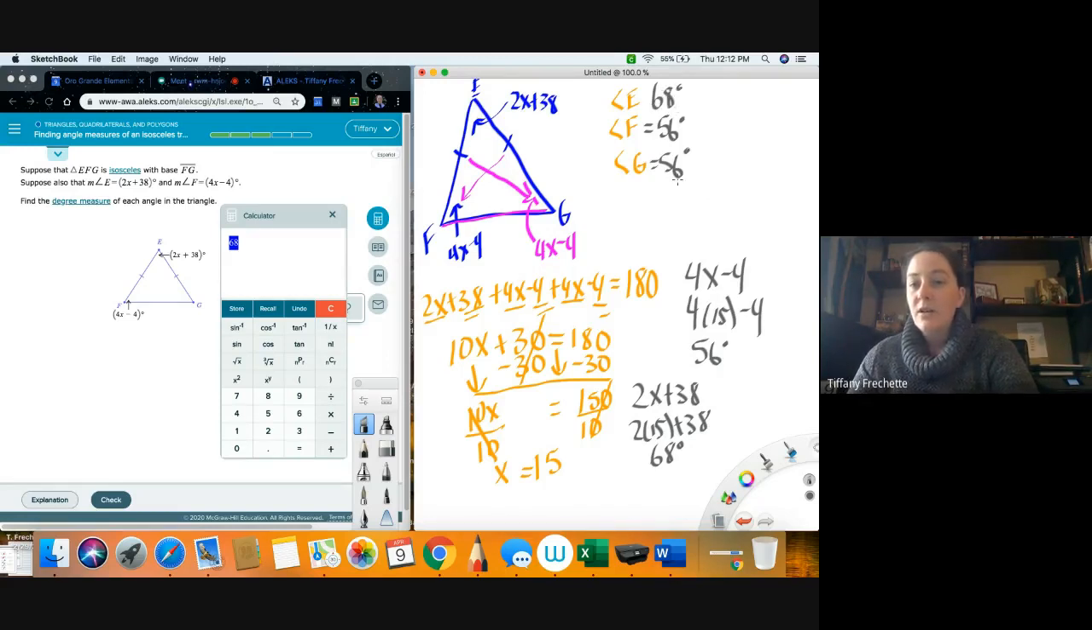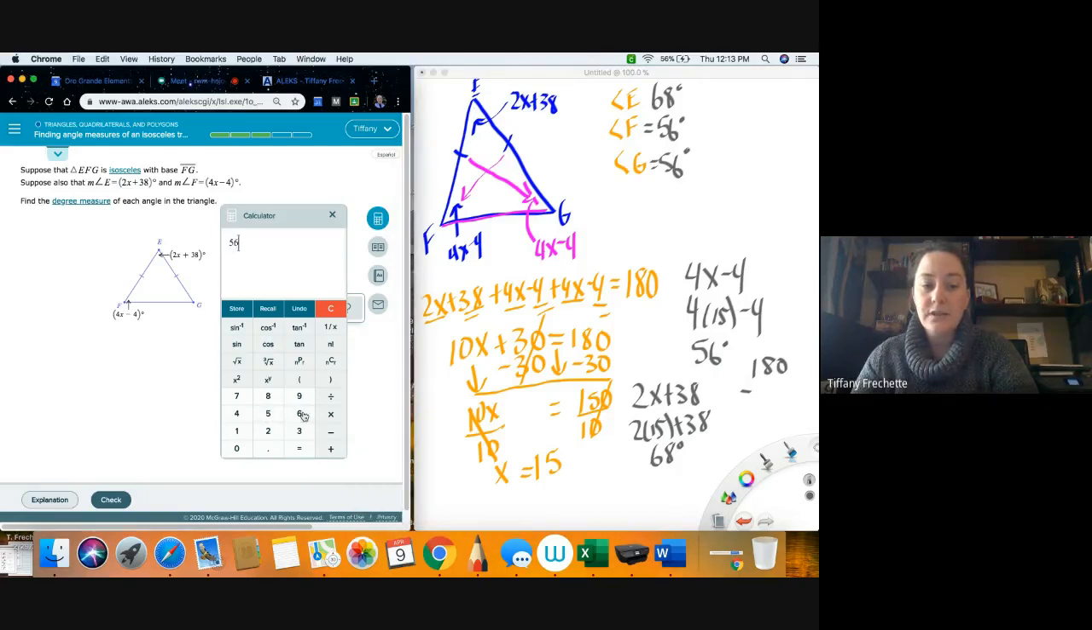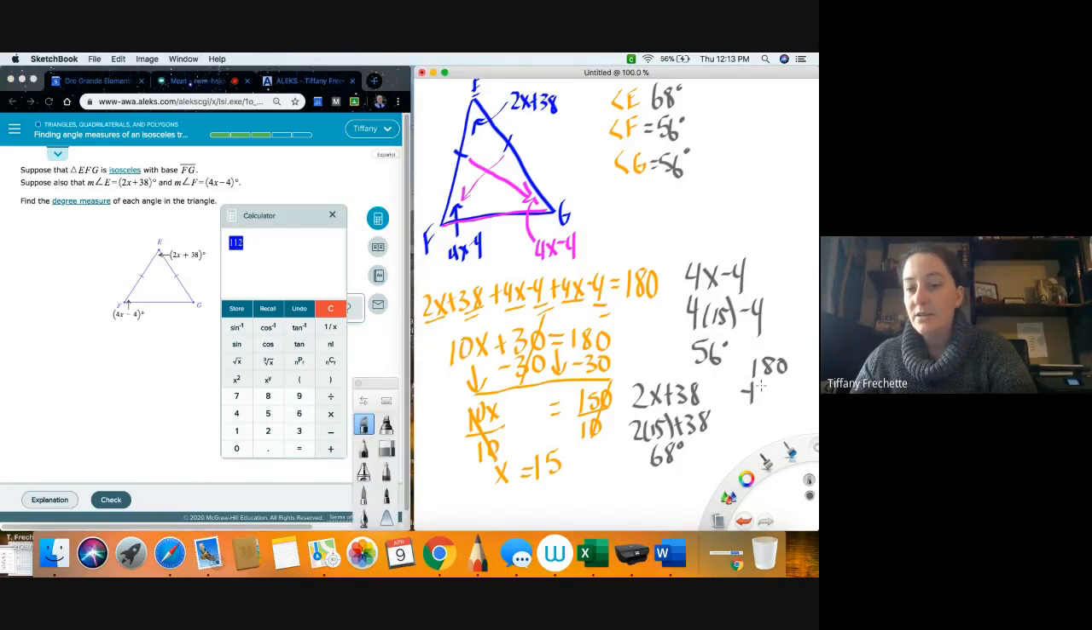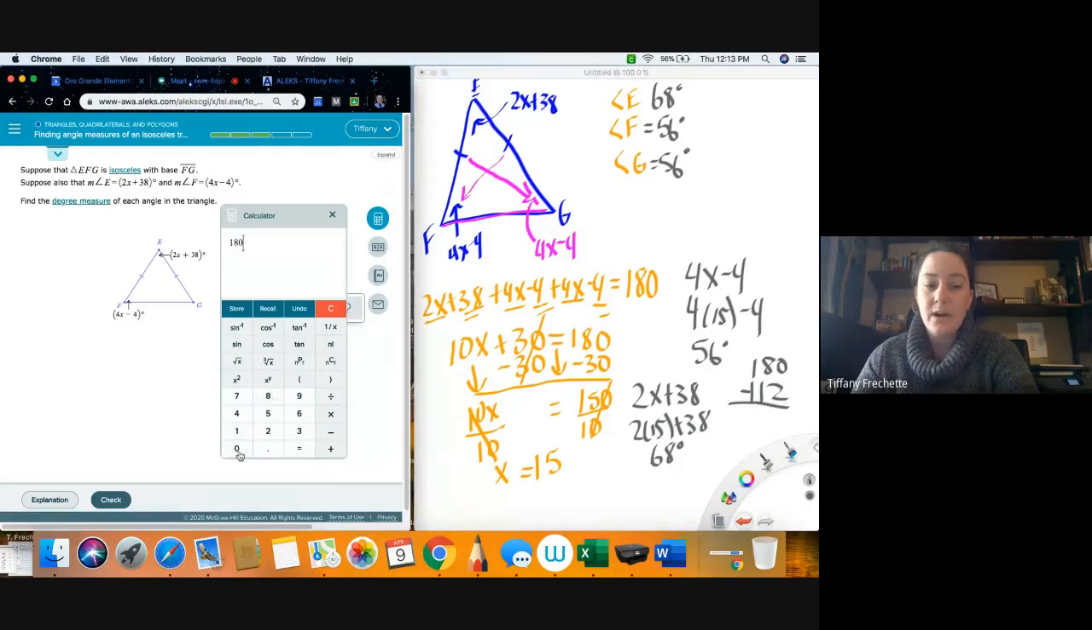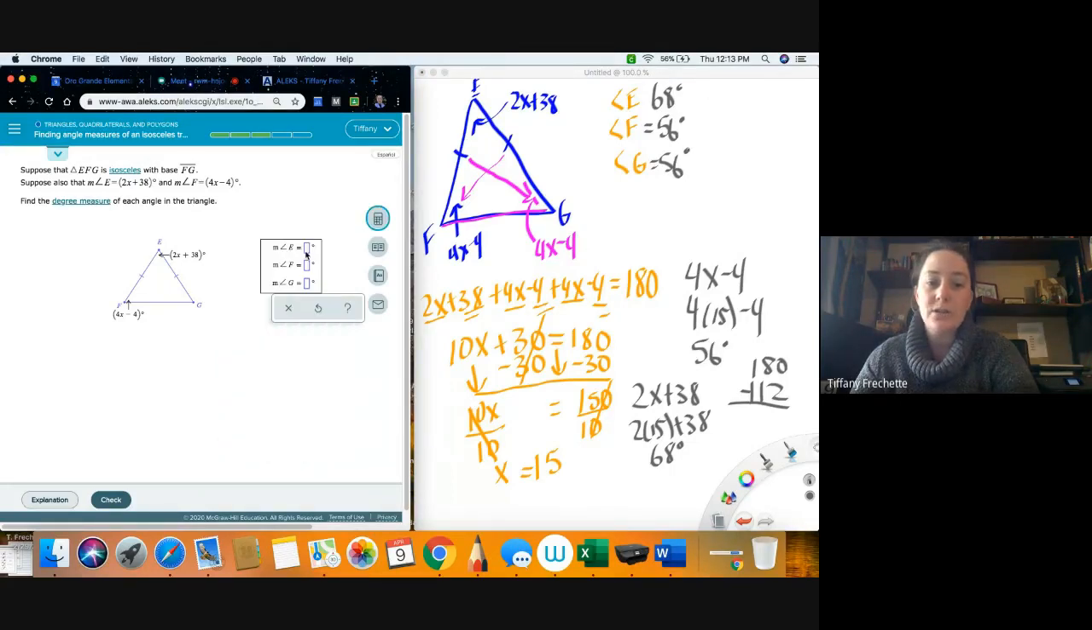Now, we could have also found that same answer by saying we know they have to add up to 180 degrees, and we're going to subtract what we already have. We're already using 56 and another 56. So we're using 112 degrees. If I subtract 112 from 180, I should get 68. So we just checked our math just to make sure before we type these in here.